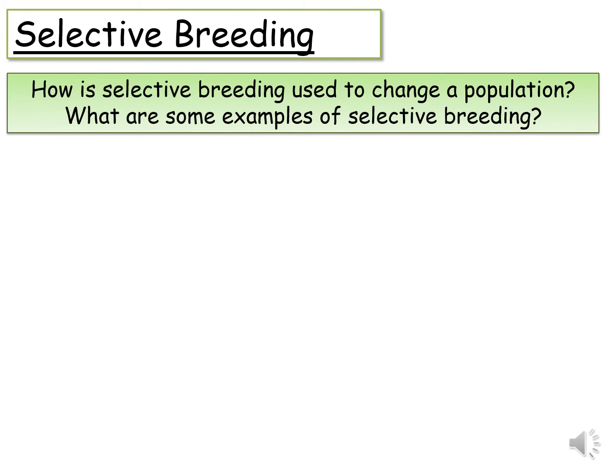So what is selective breeding? There are two questions here. How is selective breeding used to change a population? And what are some examples of selective breeding? Once you have watched the video from my GCSE Science, the link has been attached to your class charts. I would like you to answer these two questions.